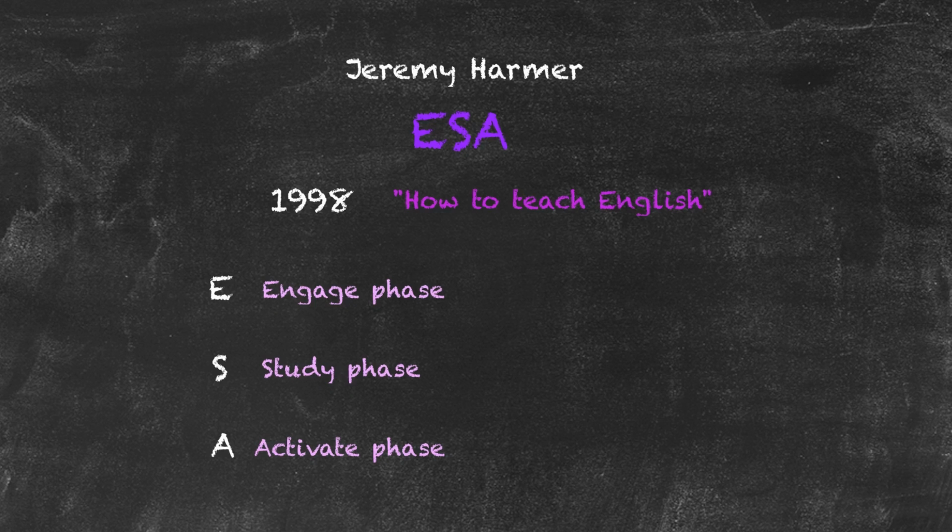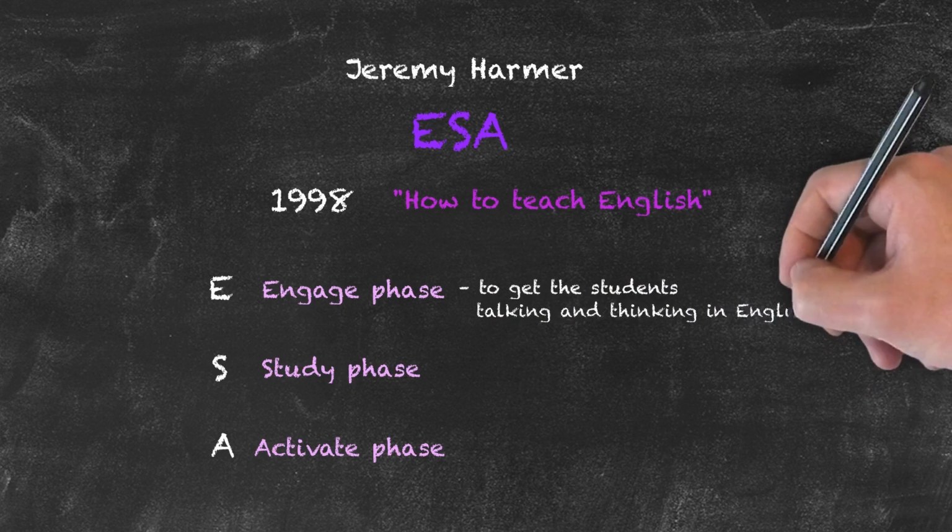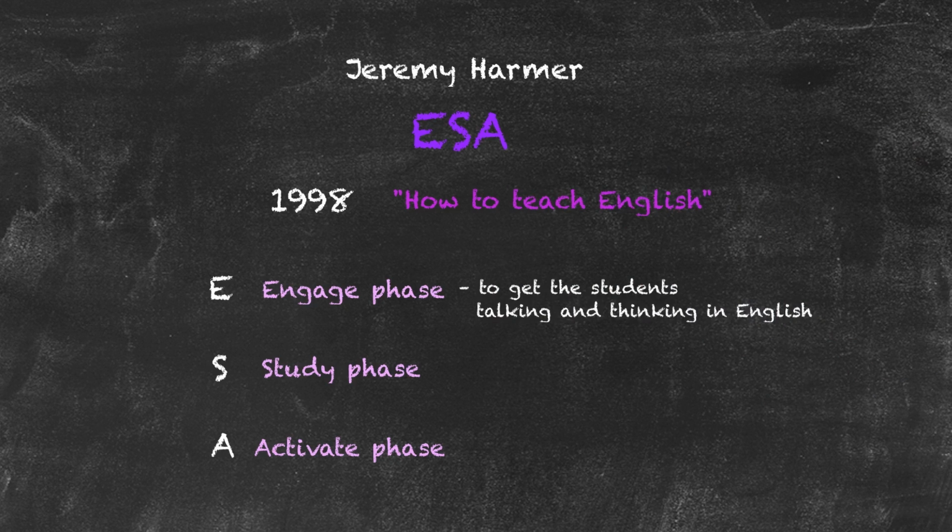The engage phase of this ESA lesson has one particular purpose. And the purpose of that particular phase is just to get the students talking and thinking in English. We can go back to the idea of the affective filter, and we've said that when students are relaxed and ready, then that will improve their chances of learning. And the idea of getting the students talking and thinking in English is the first part of the lesson, just to relax them and to get them involved.